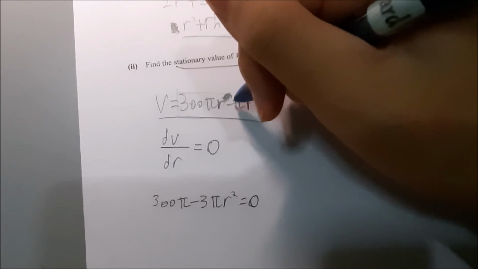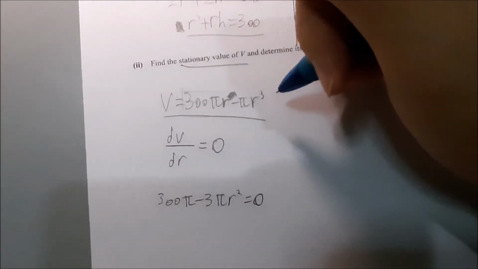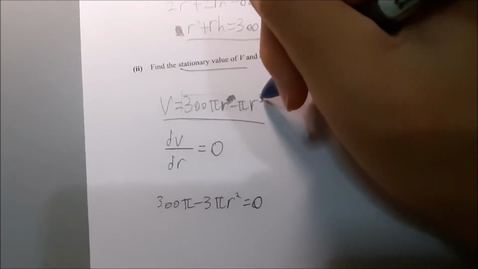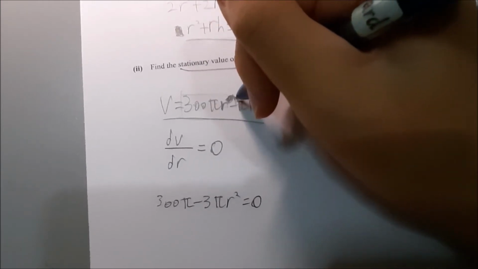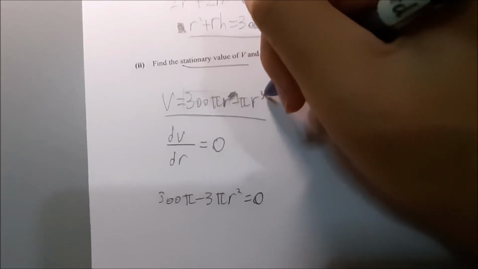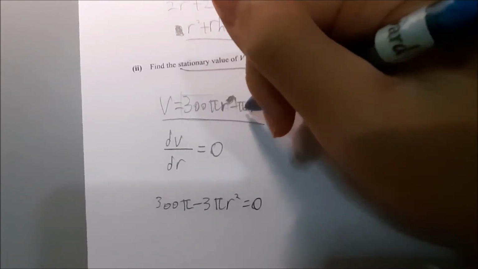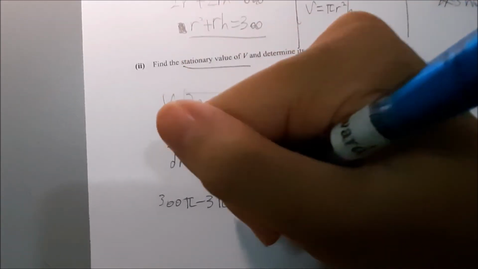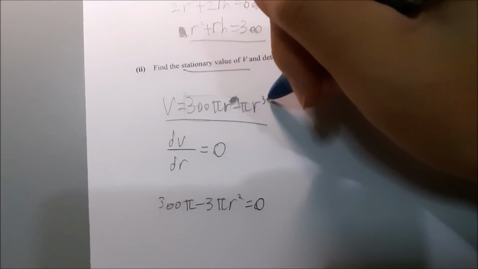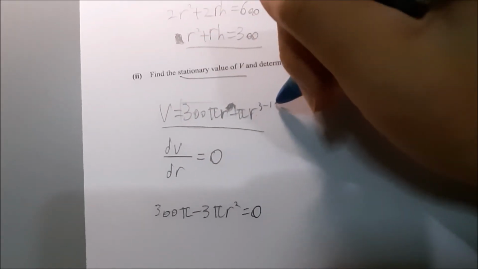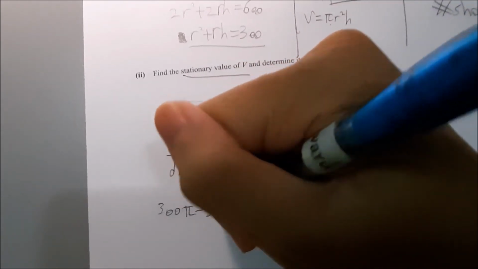So for example, the pi r cubed here, if you differentiate this, you have to first multiply by the power of the unknown, which is 3. So you get 3 times pi r, and then you have to subtract 1 from the power of the unknown, so that it becomes 2. So it becomes 3 pi r squared.